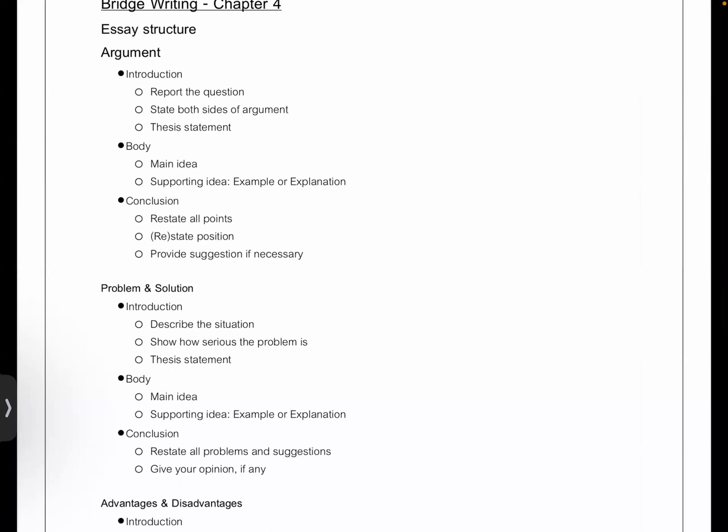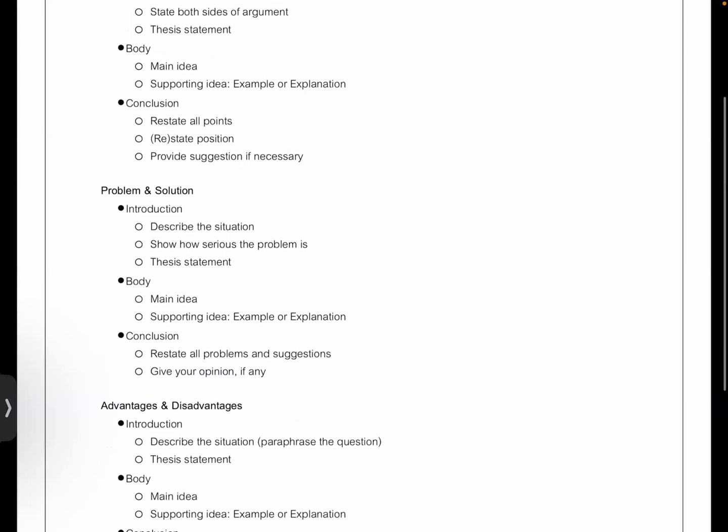Next, we have problems and solutions. Similarly, the introduction will contain a statement to describe the ongoing situation, and then we have a statement to raise the awareness and show how serious the problem is, followed by the thesis statement, which will give you the outline of the body paragraph. The final paragraph will restate all the problems and provide suggestions.